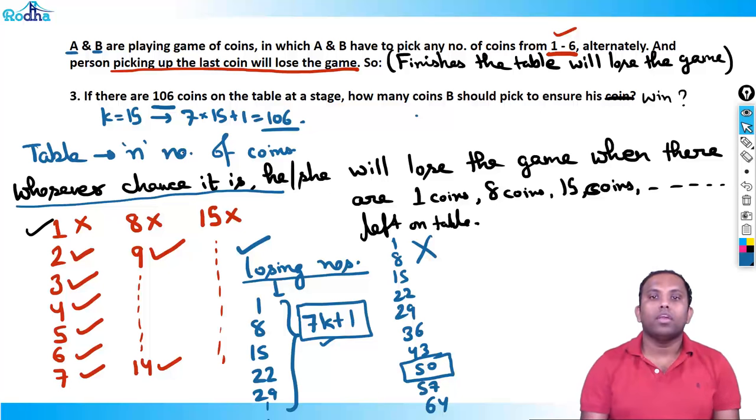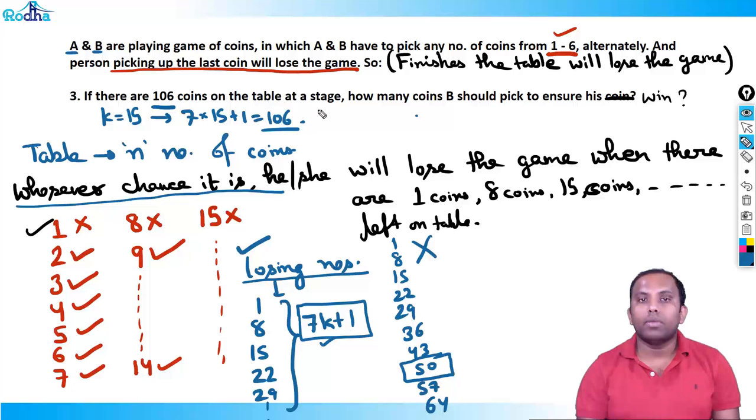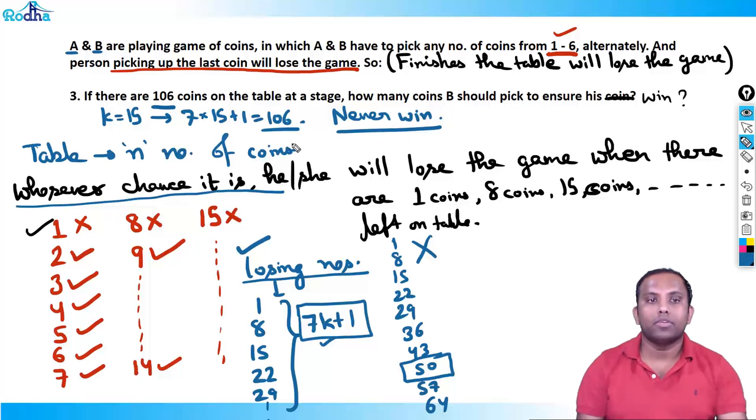To ensure his win. Okay. So, what's the answer for this question? If there are 106 coins on the table at a stage, how many coins should be picked to ensure his win? Unfortunately, 106 is a number of the form 7k plus 1. It is a losing number. That means B can never win. Okay. I hope it is clear. All this concept. Fine. Okay.